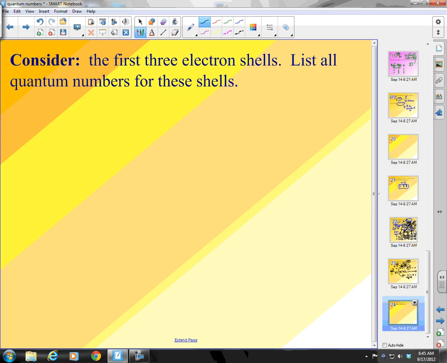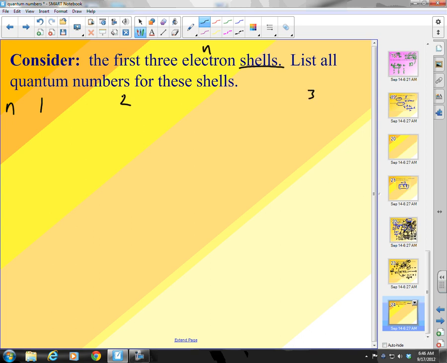All right, here we go. Let's do this, and this is the biggie. Let's create the first 3 electron shells, and we're going to list all the quantum numbers. Let's just make the matrix for the first 3 shells. Shell means what? N. So we'll write N over here, and we'll go N equals 1, N equals 2, and N equals 3.